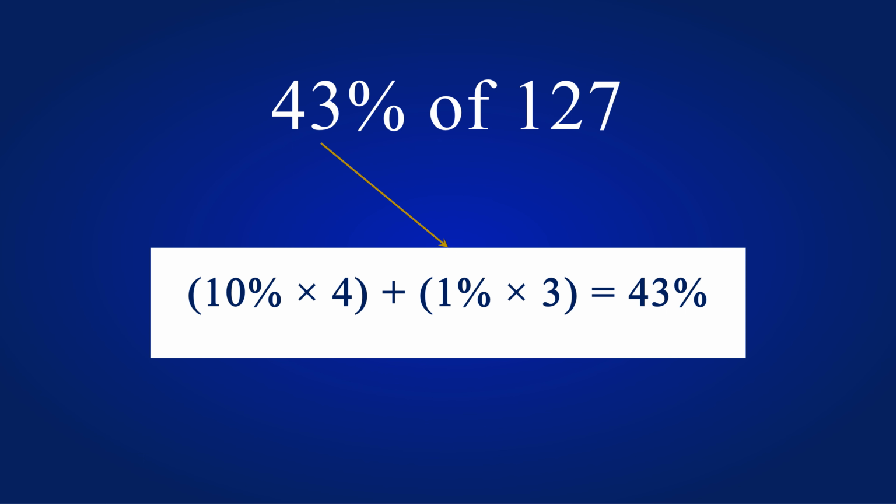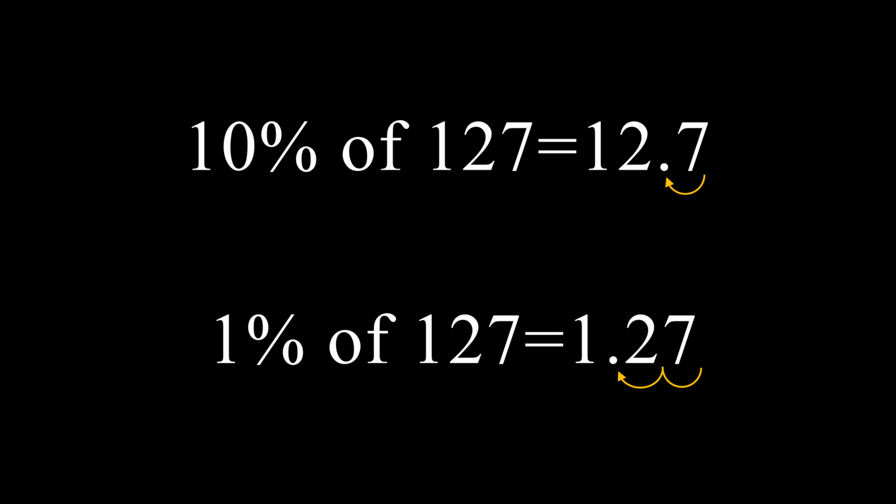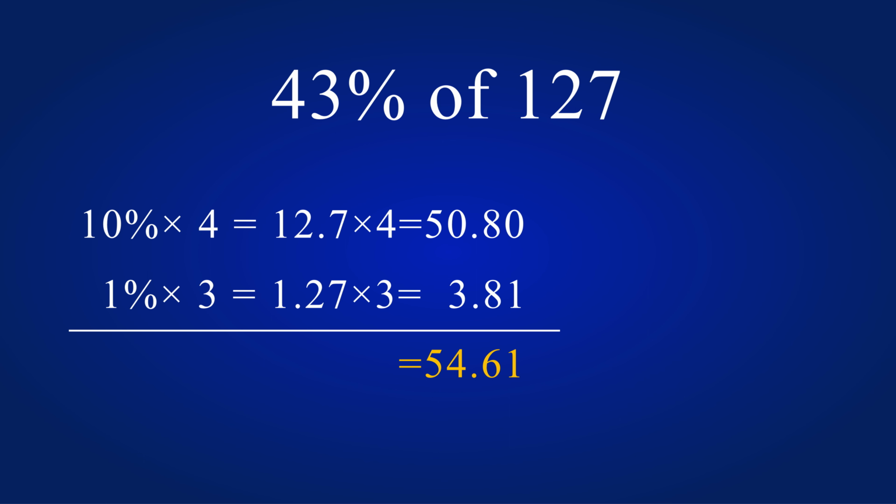of them. To calculate 10%, just put a decimal after one digit from the left, and to calculate 1%, put a decimal after two digits from the left. That means 10% of 127 is 12.7 and 1% of 127 is 1.27. So 12.7 times 4 equal to 50.8 and 1.27 times 3 equal to 3.81. If you add them, you will get 54.61, which is 43% of 127.